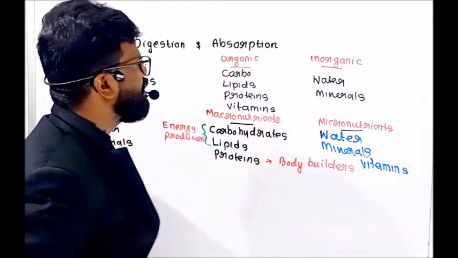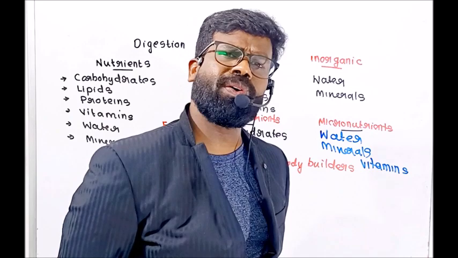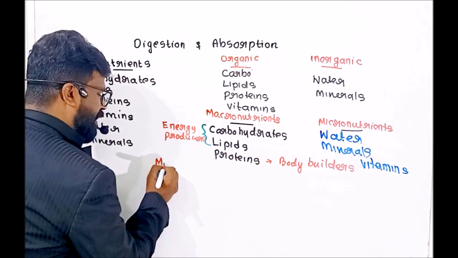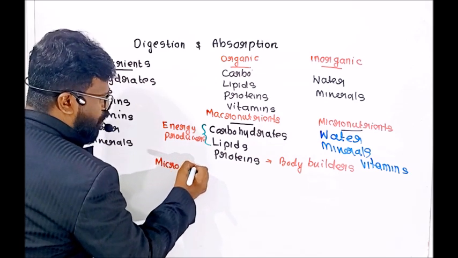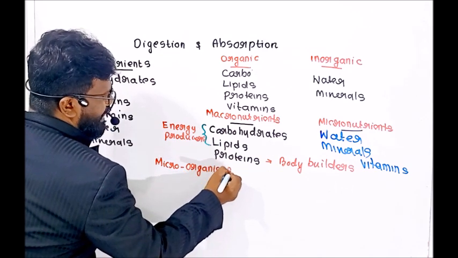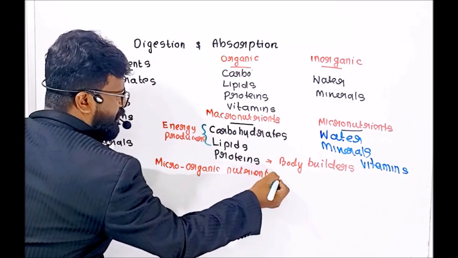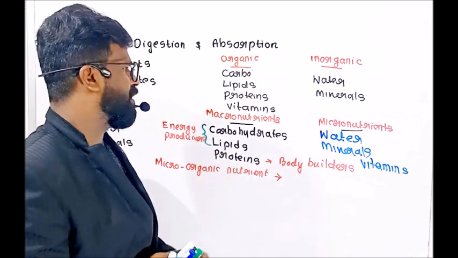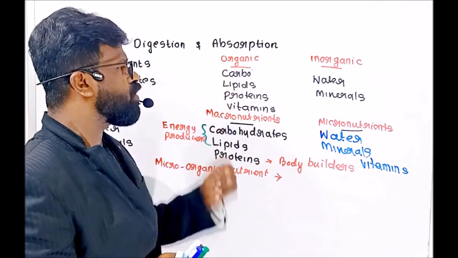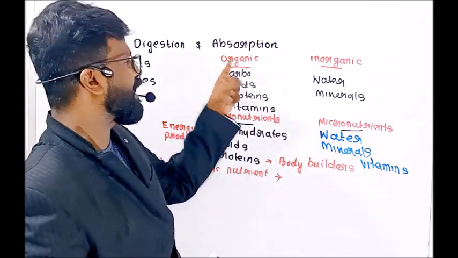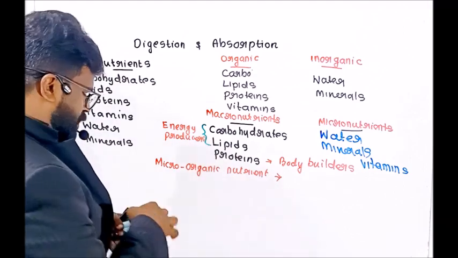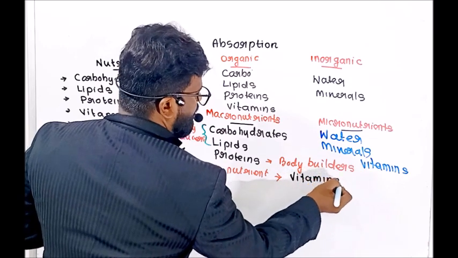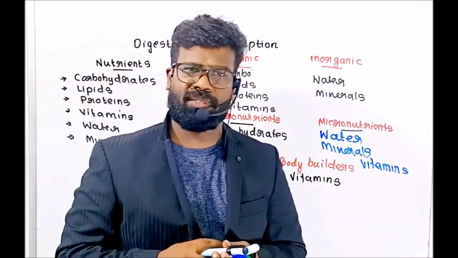Among these nutrients, which nutrient is considered as a micro as well as an organic nutrient? It is a micronutrient as well as organic. Which one is a micro organic nutrient? Let us see, vitamin. Vitamins are organic nutrients as well as micronutrients. So micro organic nutrients are vitamins. So these are the different types of nutrients.